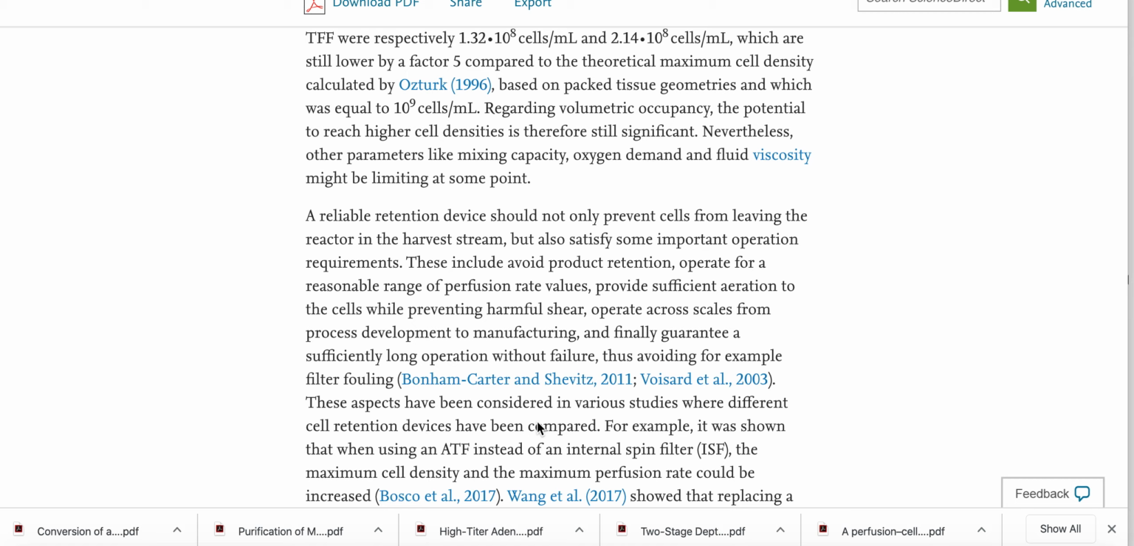A reliable retention device should not only prevent cells from leaving the reactor and the harvest stream but also satisfy some important operation requirements. These include avoid product retention, operate for a reasonable range of perfusion rate values, provide sufficient aeration to the cells while preventing harmful shear, operate across scales from process development to manufacturing, and finally guarantee a significantly long operation without failure, thus avoiding, for example, filter fouling.